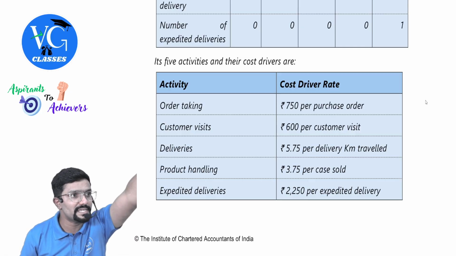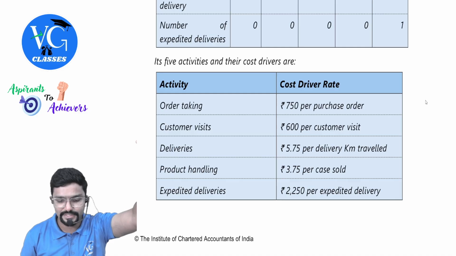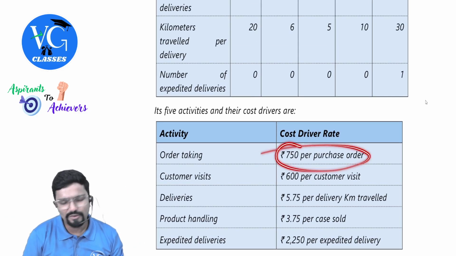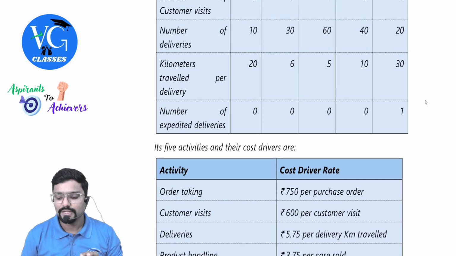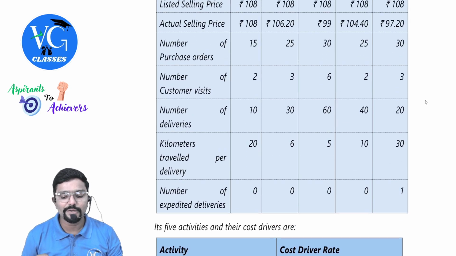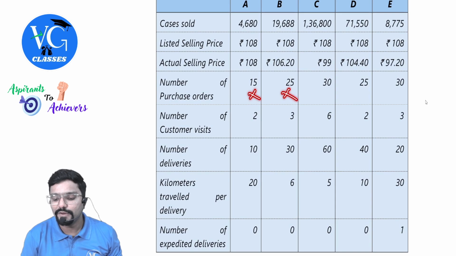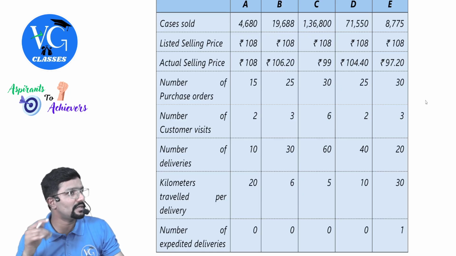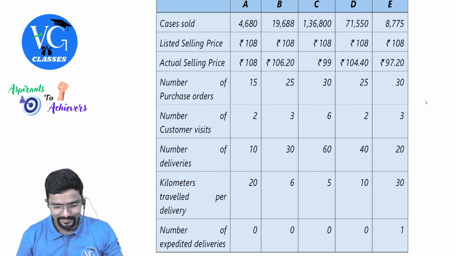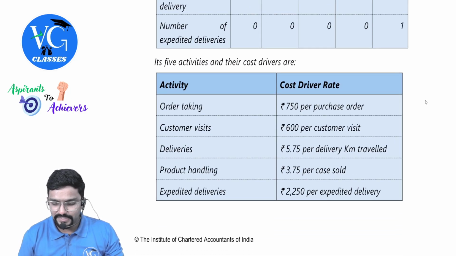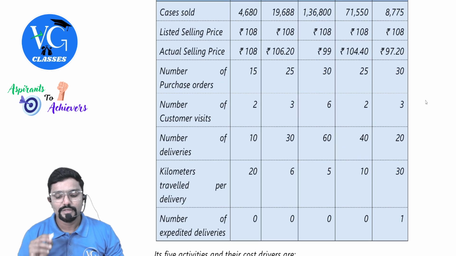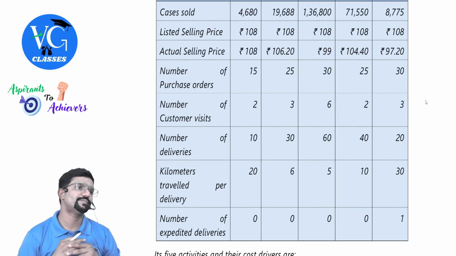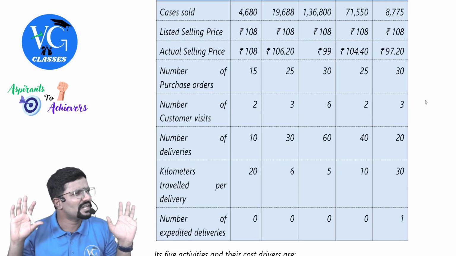Now while multiplying, guys, listen. If I want to calculate customer-wise order taking, I will explain here only, because when we go to the solution we'll just stick to it. But how to calculate it? 750 into number of purchase orders: 15, 25, 30, 25 into 30. I'm not cancelling it out. I'm multiplying. Next customer visit, 600 into number of customer visits: 2, 3, 6, 2, 3. Clear? All these are number games.